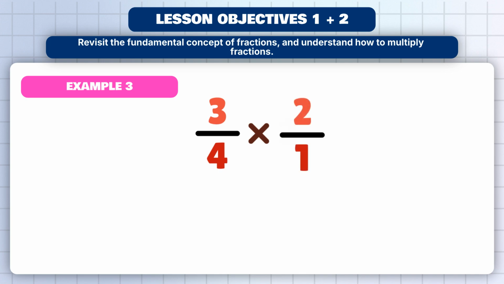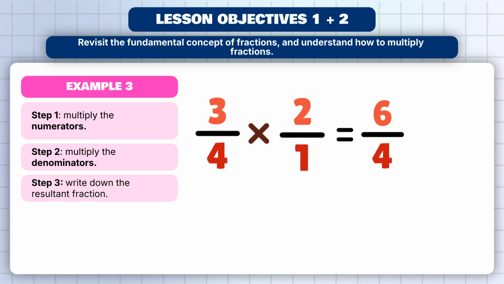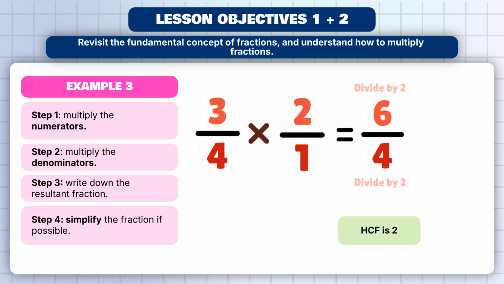Now, we do the same thing as before. Multiplying the numerators gives us 3 multiplied by 2, which is equal to 6. Multiplying the denominators gives us 4 multiplied by 1, which is equal to 4. Putting these together, we have 3/4 multiplied by 2 over 1 equals 6 over 4. Finally, simplify the fraction. Notice that 6 and 4 have 2 as a HCF. So, dividing both the numerator and the denominator by 2, we get 3 over 2.